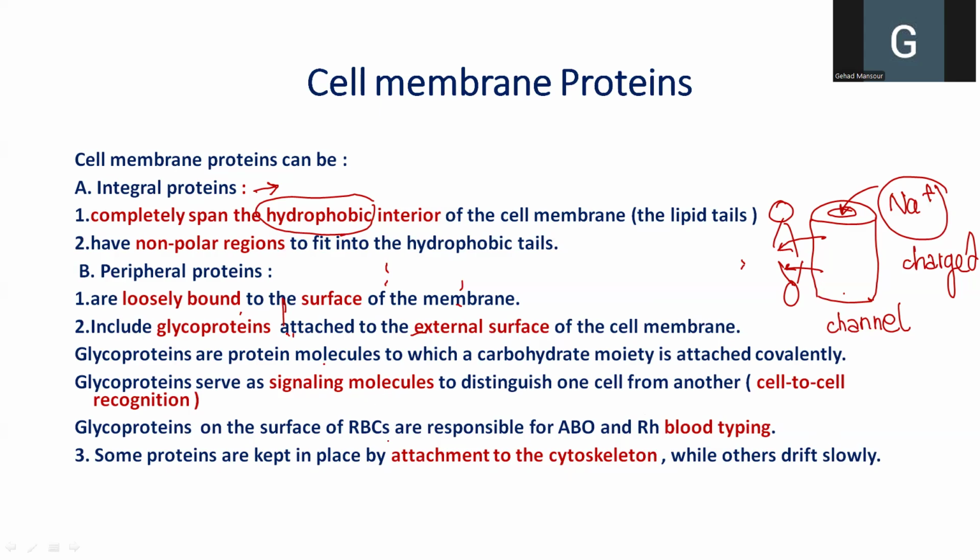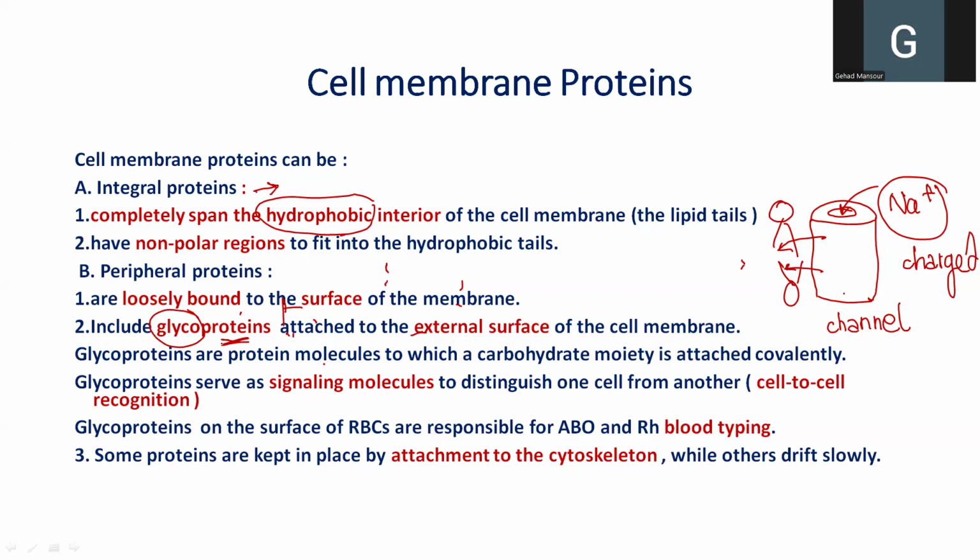And as we said before, glycoproteins are essentially protein molecules. So the prefix glyco is what we add to the protein. So it is essentially a protein molecule to which a carbohydrate moiety has been attached through a covalent bond. Usually, these peripheral proteins that are glycoproteins serve as signaling molecules.